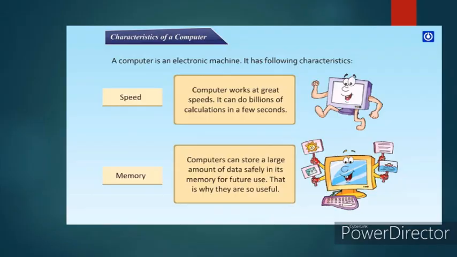Now next, characteristics of a computer. A computer is an electronic machine which has the following characteristics. First point, speed. A computer works at a high speed. It can do billions of calculations in a few seconds. Now second point, memory. A computer can store a large amount of data safely in its memory for future use. That is why they are so useful.